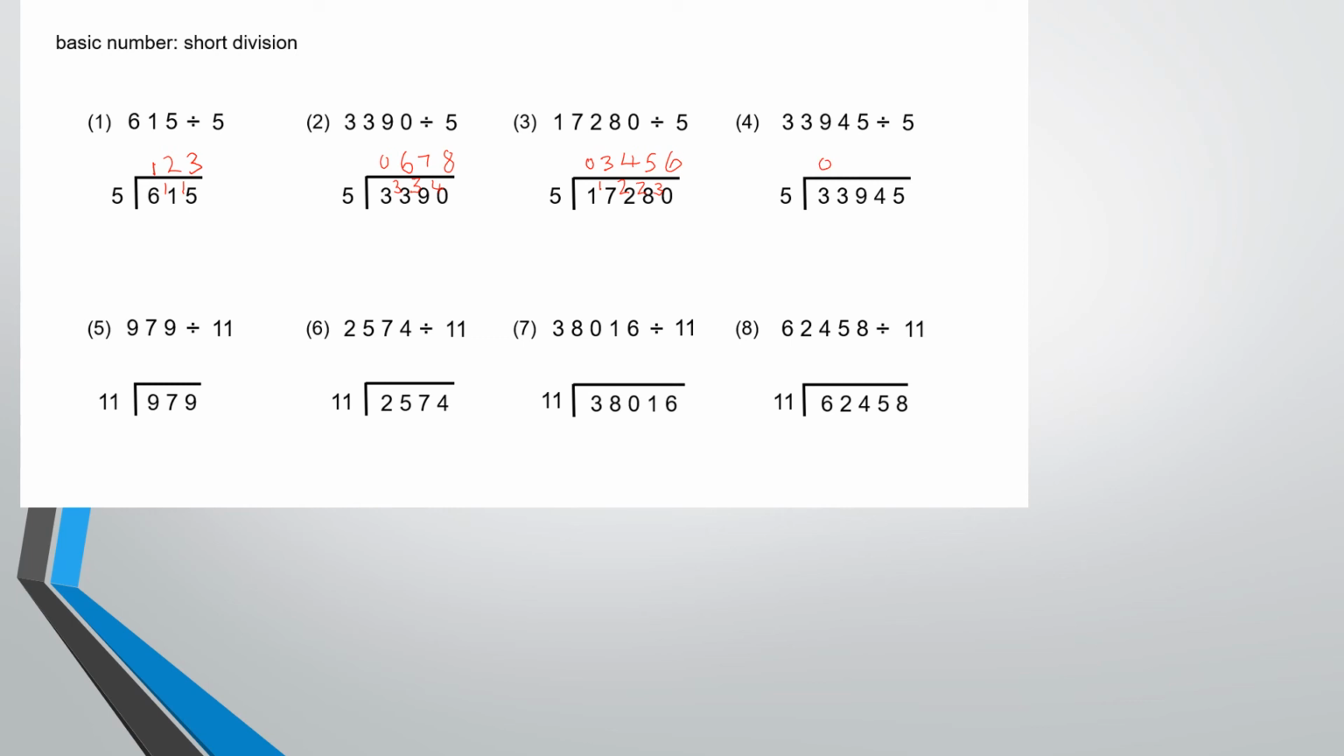5 won't go into 3, so carry the 3 over. 5 into 33 is going to be 6 with 3 left over. 5 into 39, 7 with 4 left over. 5 into 44, 8 with 4 left over. And 5 into 45, 9.